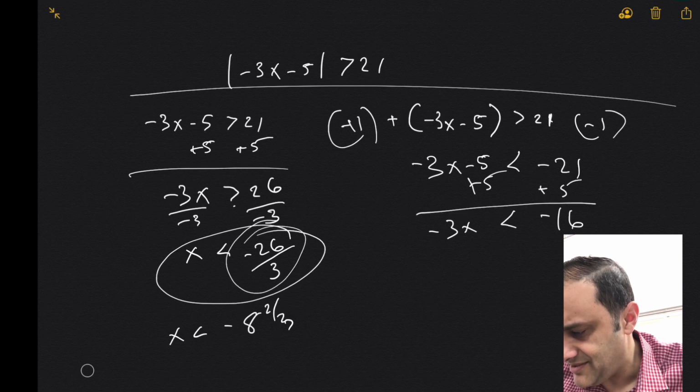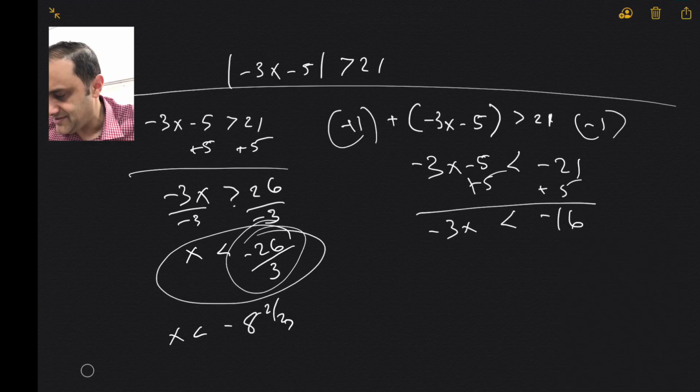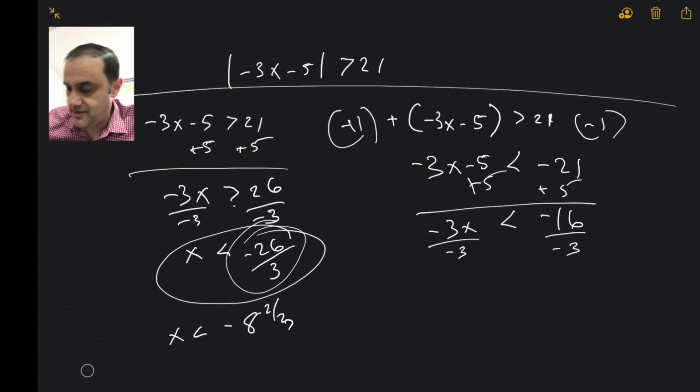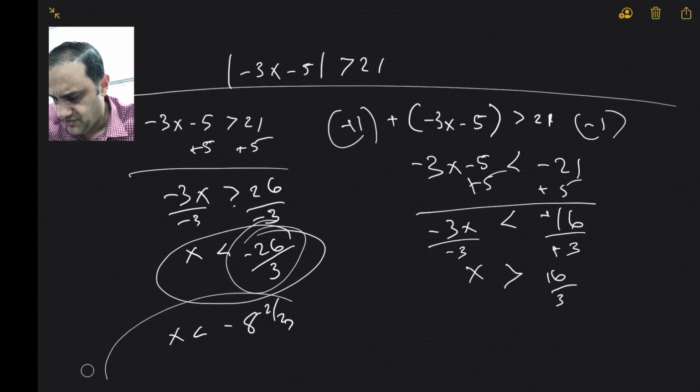Watch that arithmetic there. Sometimes when you're adding and subtracting with negatives, it gets a little dicey. Okay, then we're going to divide by -3. Now remember, every time in an inequality, when we divide or multiply by a negative, we have to flip the sign. This was kind of funny because we did that twice here. So we get x is greater than 16/3. So those are the two answers. All right, now it's going to get a little tougher.